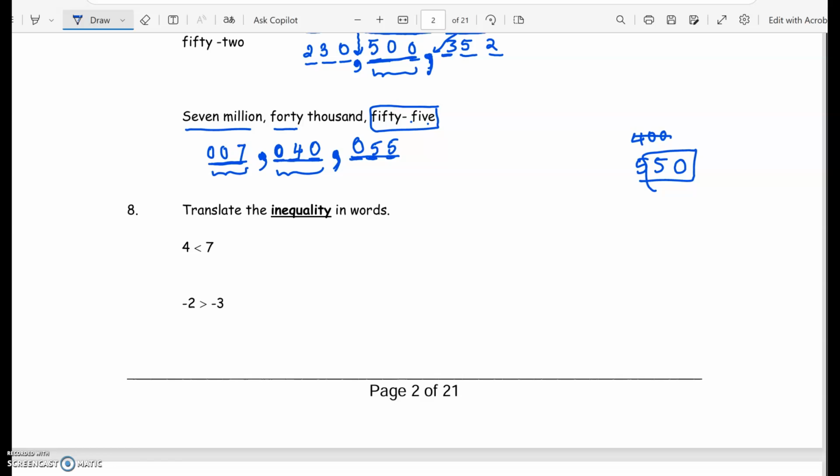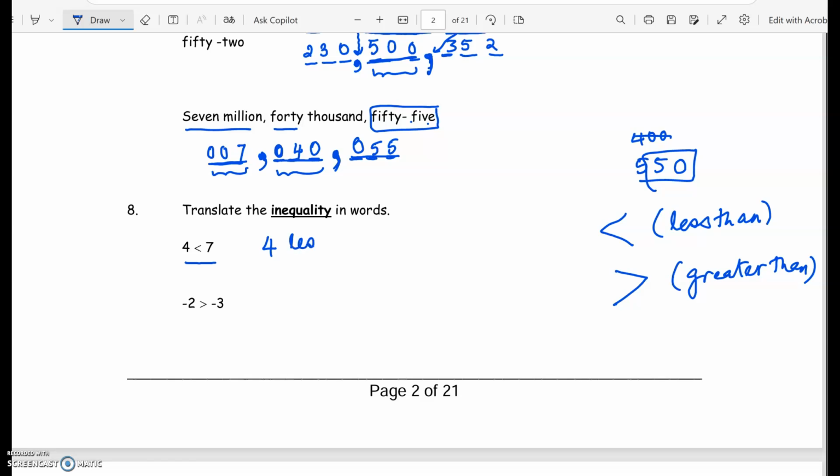The next thing is the inequality. Remember that this means less than. And this would mean greater than. We read this as 4 is less than 7. Because on the number line, 4 comes first, 5, 6, 7. As you go to the right, the numbers are increasing as you go to the right. So it's 4 is less than 7.